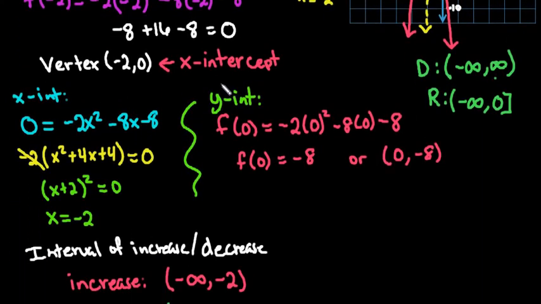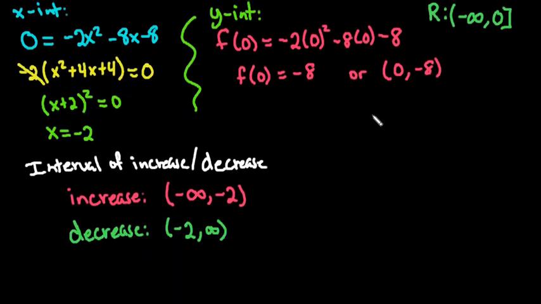The vertex is always, like I said, negative b over 2a, comma, f of negative b over 2a. Your x-intercepts are found by replacing your y coordinate with 0 or your f of x coordinate with 0 and solving for x. Your y-intercept is found by doing f of 0. And increasing or decreasing intervals always have to be in parentheses.